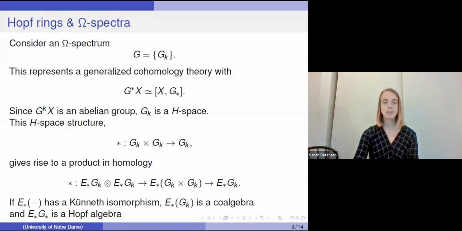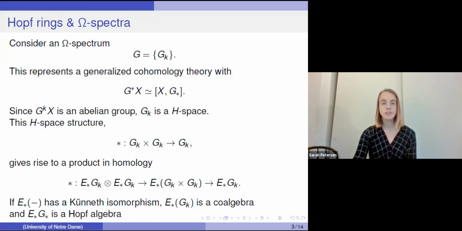One place Hopf rings arise in homotopy theory is in the study of omega spectra. So consider an omega spectrum G. This represents a generalized cohomology theory, with the cohomology of a space X being equivalent to the homotopy classes of maps from X into G.